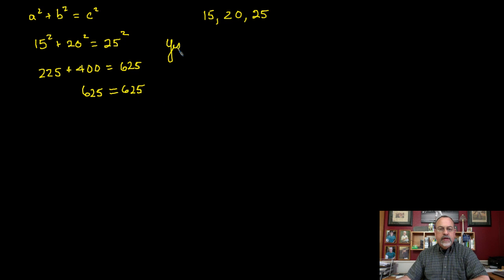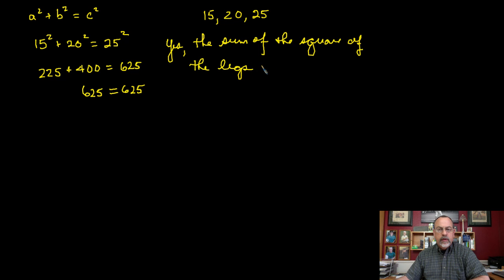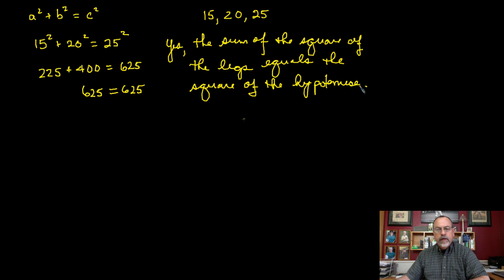So my answer would be yes, and we're going to write out the Pythagorean theorem in English. The sum of the squares of the legs equals the square of the hypotenuse. Okay, so that's what I would expect your answer to look like.